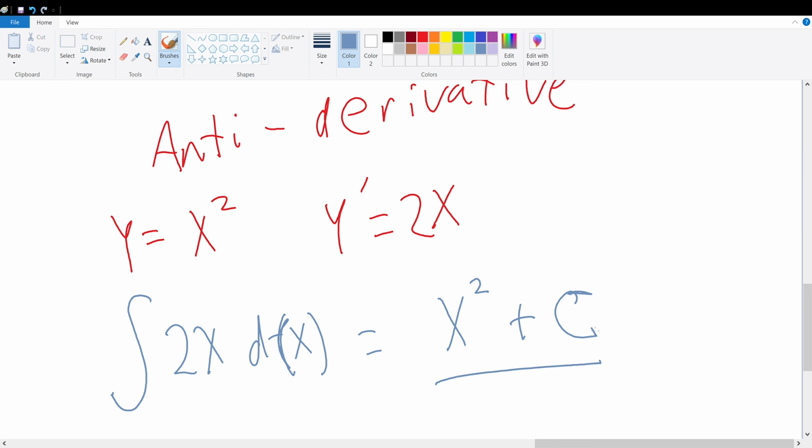That's integrals. And you might be wondering, what is c doing here? Well, because when you take the derivative back, c can be any constant, because any constant's derivative is always 0. So that is the basic definition and ways to use integrals.